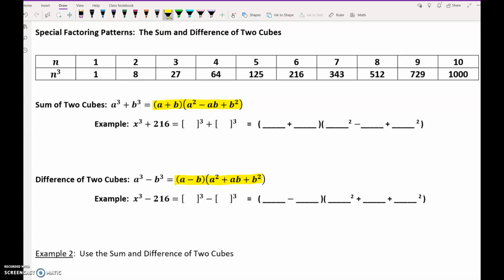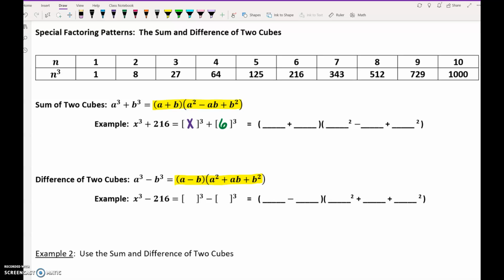So 1 cubed is 1, 2 cubed is 8, 7 cubed is 343. You can also use this backwards. So if I ask you, what is 729 the perfect cube of? It's the perfect cube of 9. All right, for the sum of 2 cubes, you got something cubed plus something cubed. So here's x cubed plus 216. We need to figure out x cubed is the perfect cube of x, and 216 is the perfect cube of 6.